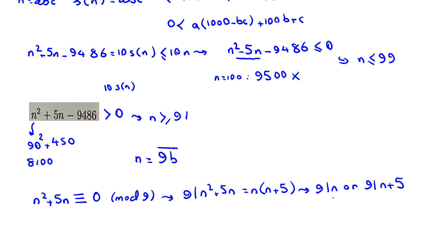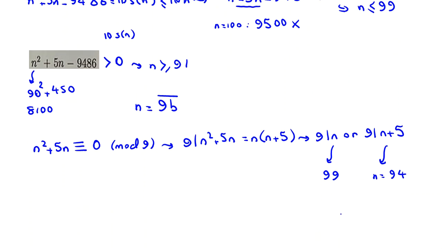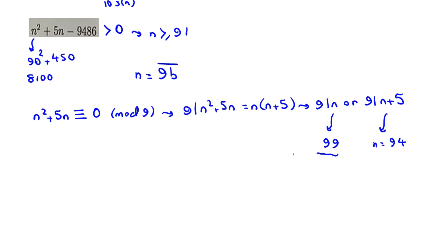So here, if 9 divides n between 91 and 99, 99 is the case. If 9 divides n plus 5, n will be 94. The problem says find the maximum. So we want to prove that 99 works.